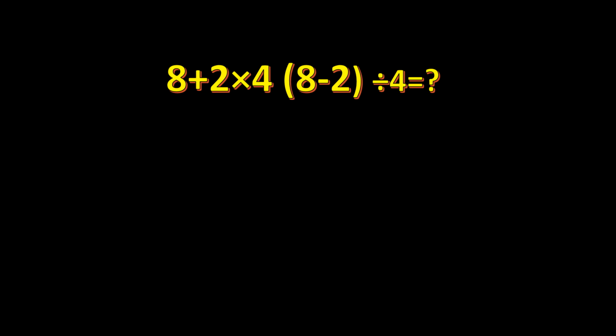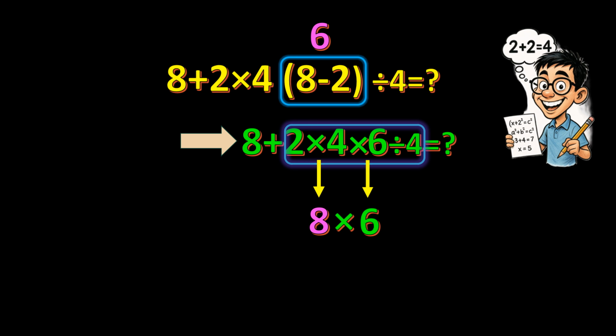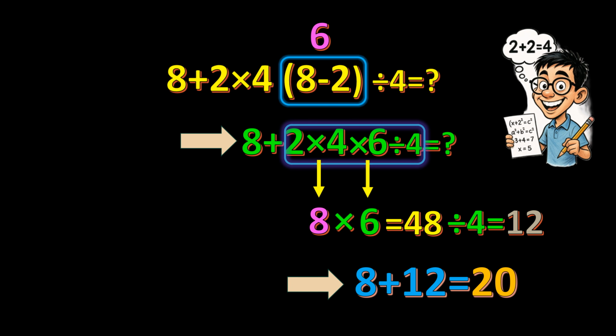According to the PEMDAS rule, we first solve inside the parentheses. 8 minus 2 equals 6, and the expression becomes 8 plus 2 multiplied by 4 multiplied by 6 divided by 4. Following the PEMDAS rule, we perform multiplication and division from left to right. 2 times 4 equals 8, 8 times 6 equals 48, and 48 divided by 4 equals 12. Finally, 8 plus 12 equals 20.